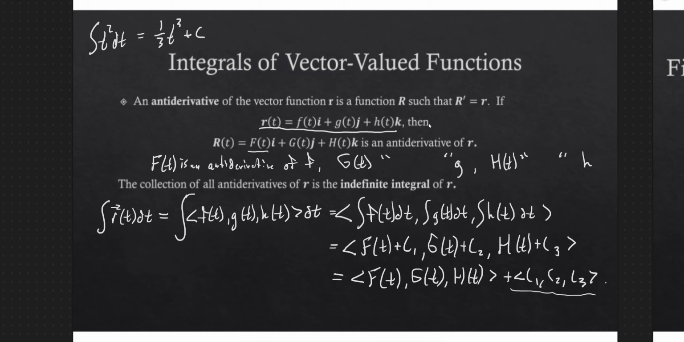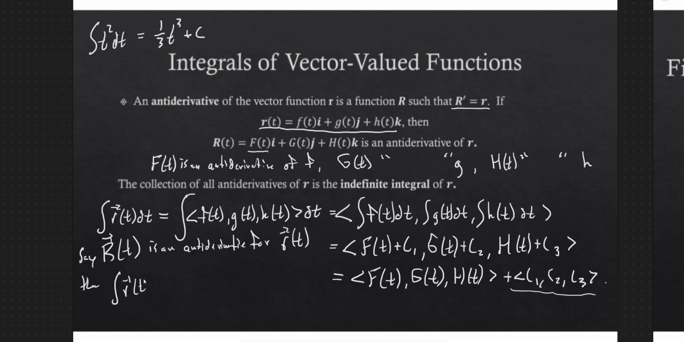So we can say, if big R of t is an antiderivative for r, then the indefinite integral of r of t is big R of t, an antiderivative for the vector valued function, plus some constant vector c.